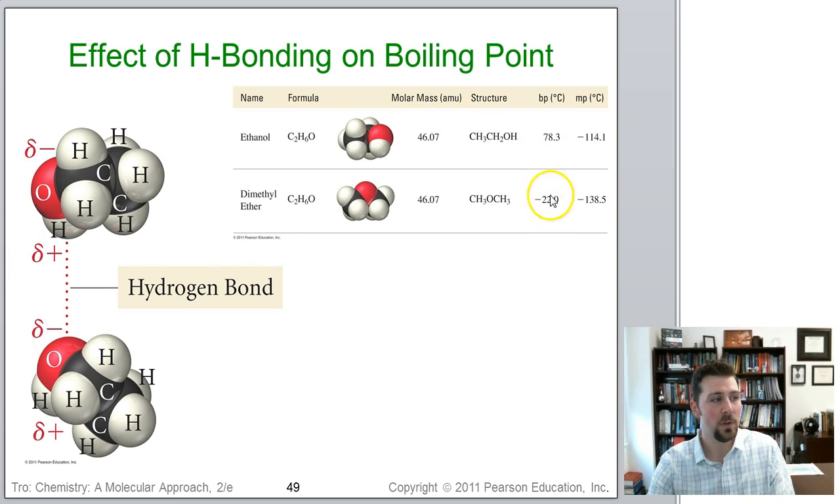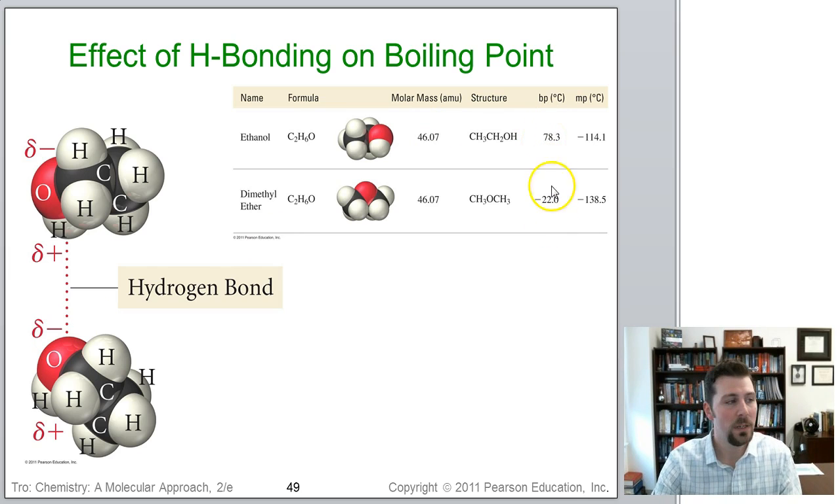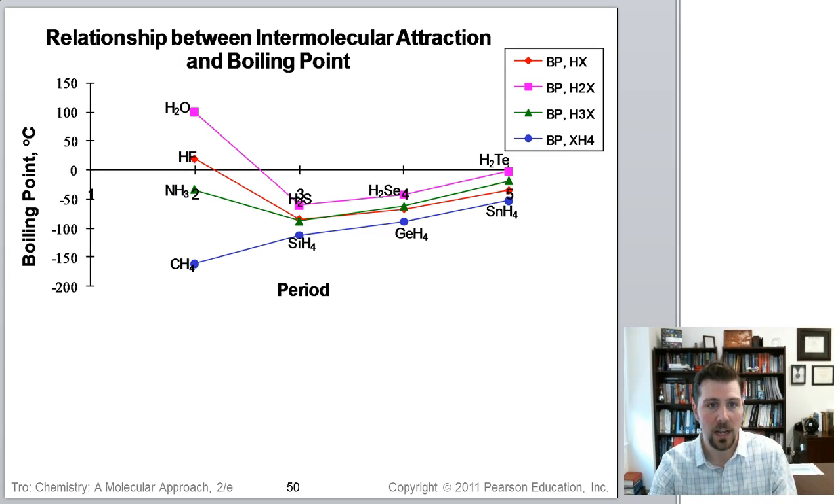Okay, notice the difference in the boiling points here. 78.3 compared to minus 22. So that hydrogen bond is pretty effective at creating a lot of attraction, which is why we refer to it as the strongest type of intermolecular force you can have.